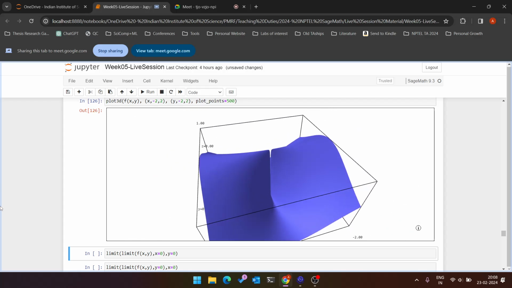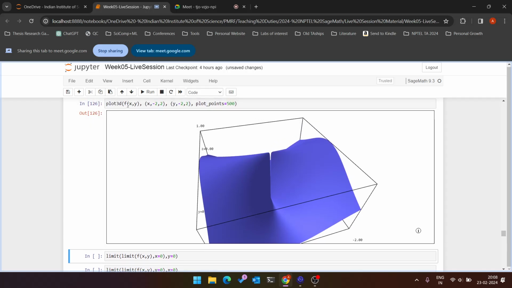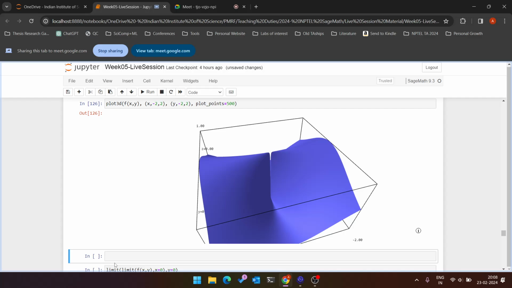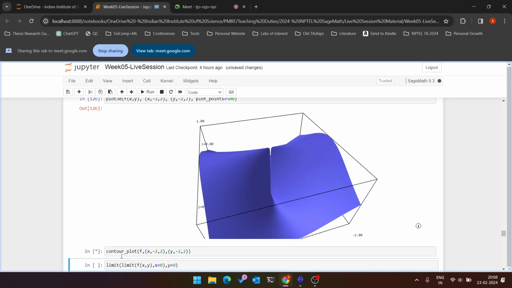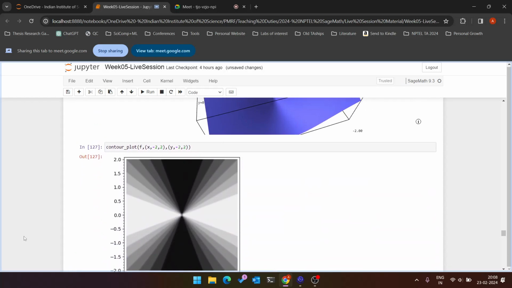So if I do a contour plot of the same, what I have is contour plot of f for the limits x going from -2 to 2 and y going from -2 to 2. See that something weird is happening here. I'll just increase the number of contours, let's say 50, and labels set to 2.